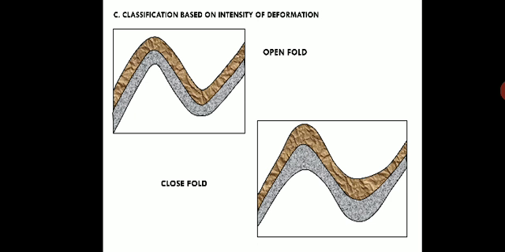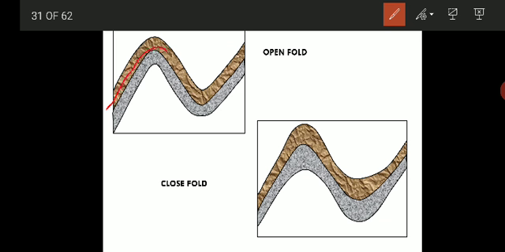Then next classification is based on the intensity of deformation. That is very easy. That is open and closed fold. So what is an open fold? During folding the beds may get compressed slightly, to a lesser extent. Then what happens to the rock? The rock layers may not undergo any variation in thickness. So such folds which are of the same thickness are called open folds.